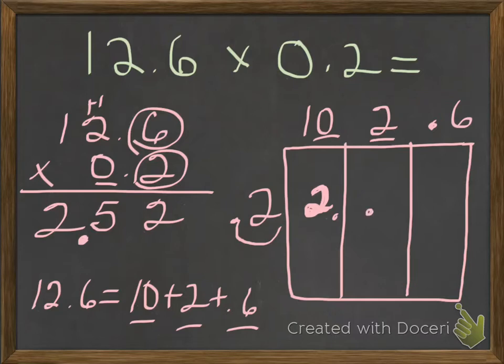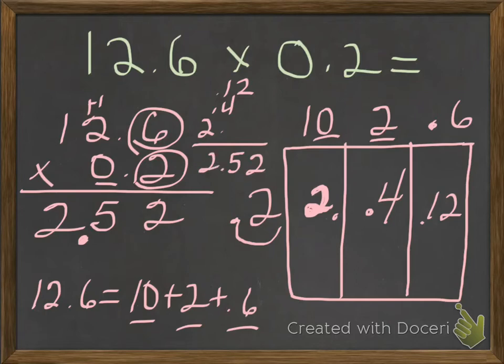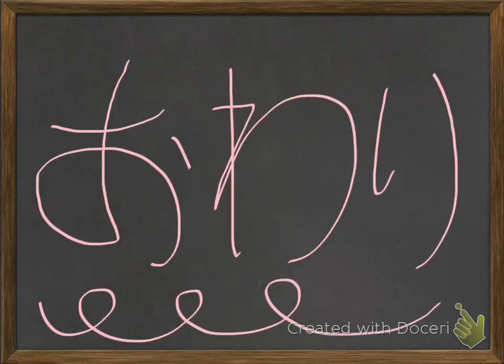So 2 times 0.2 is 0.4, and then 6 times 0.2, 6 times 2 is 12, and then there are 2 digits after the decimal point, so 0.12. Then I add it all up: 0.12 plus 0.4 plus 2 point nothing. I get 2.52, which is the same answer I got when I multiplied. Now the distributive property takes a little bit longer, but it's just another way to show your thinking.